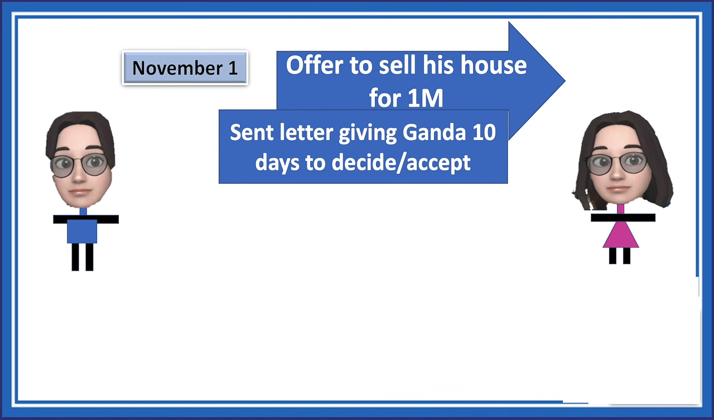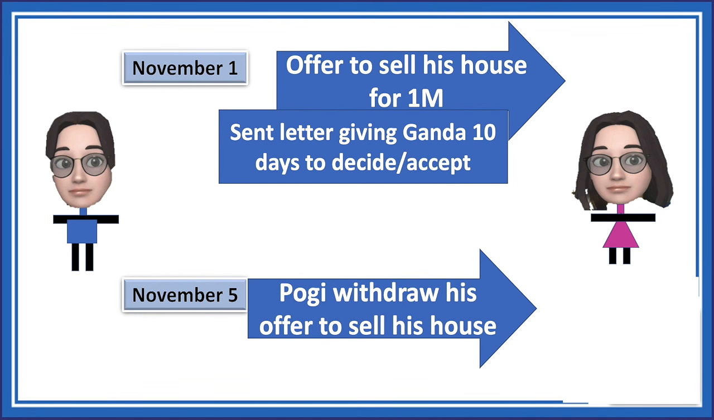Pero sa letter ni Pogi to Ganda, sinabi niya naman na binibigyan niya si Ganda ng a period of 10 days from today. Suppose kung ngayon is November 1, 2020, so binigyan niya si Ganda ng 10 days from today to accept the offer. Now, suppose on November 5, si Pogi ay pumunta sa bahay ni Ganda at withdraw niya na ang kanyang offer. Ayaw niya na.